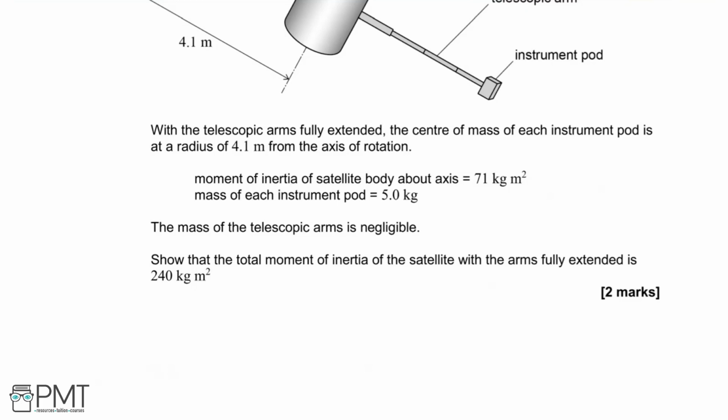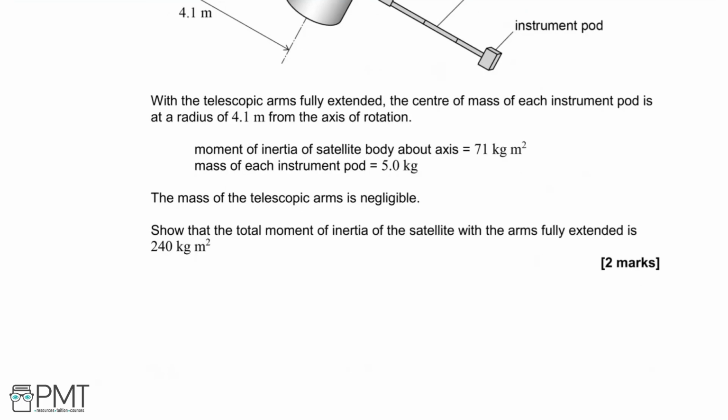Moment of inertia of satellite body about axis equals 71 kilogram meters squared. The mass of each instrument pod is 5 kilograms. The mass of the telescopic arms is negligible. Show that the total moment of inertia of the satellite with the arms fully extended is 240 kilogram meters squared. For this question, we need to add the two moments of inertia together. So we're already given the moment of inertia of the satellite body.